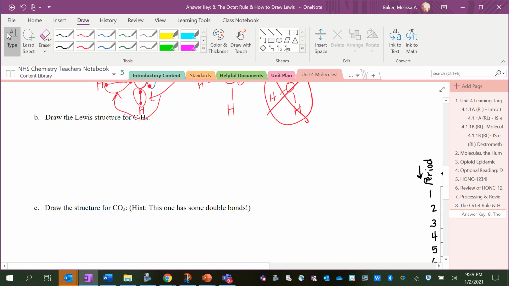Next, it says draw C3H8. I'm going to remember my tip that said draw the first atoms in the center. So I'm going to draw 3 carbon atoms. Carbon's in group 4A, so it gets 4 valence electrons.